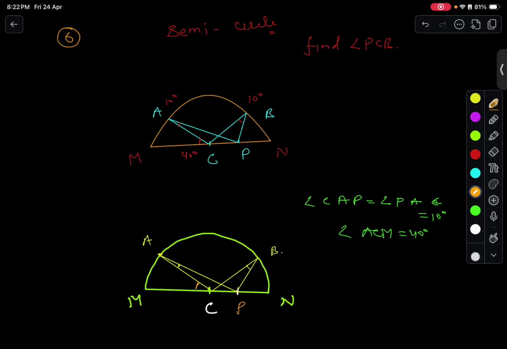Third angle, CAP is equal to PAC, both are 10 degree. Both are 10 degree, beta. Both are equal angles, CAP and PAC. What about CBP? Not given. CBP is 10 degree and CAP is 10 degree and ACM is 40 degree, right? This is 10 degree, this is 10 degree, and this is 40 degree. Now you have to find this angle. Which one? This angle.